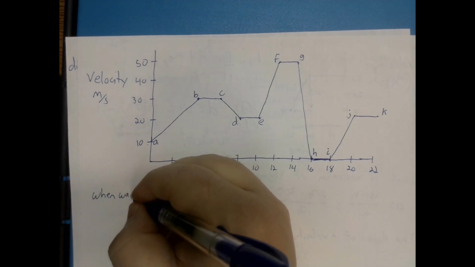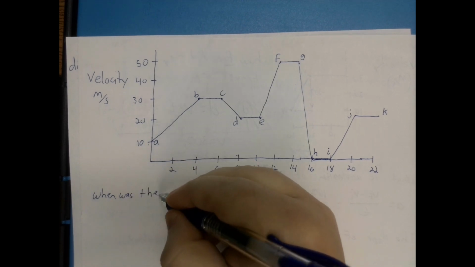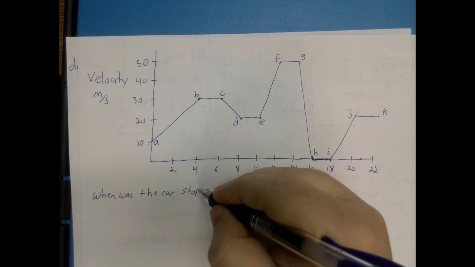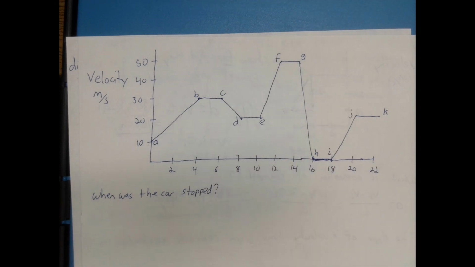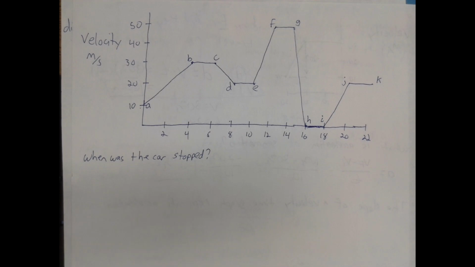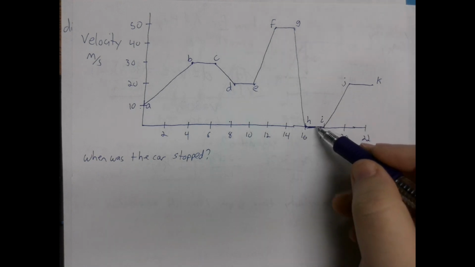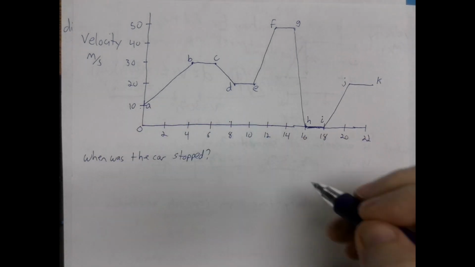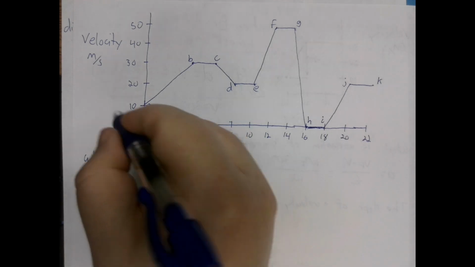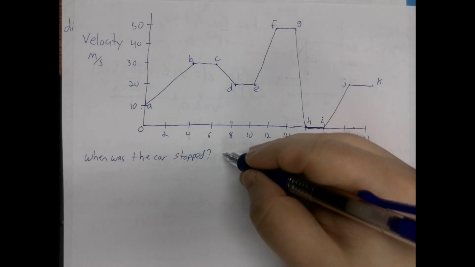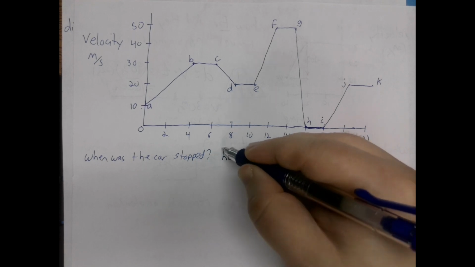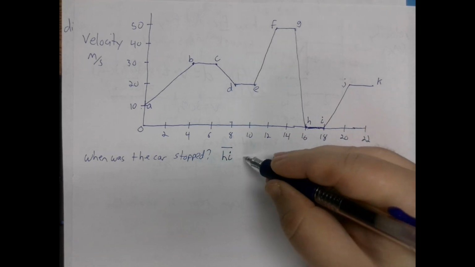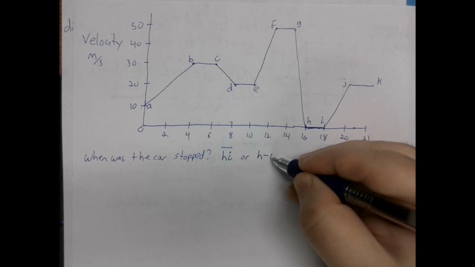When was the car stopped? So, when the speed is equal to 0. The car stopped when the speed is 0 meters per second. So you can either write it HI with a bar, this means line segment, or you can write it as H dash I.